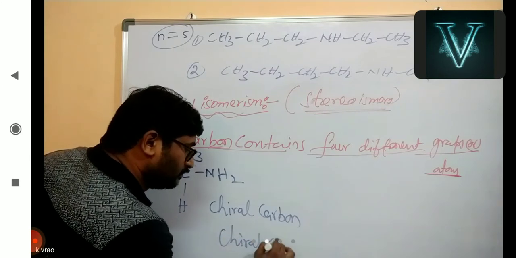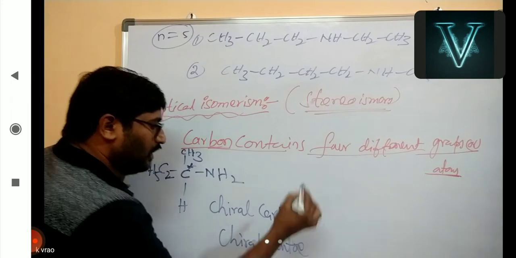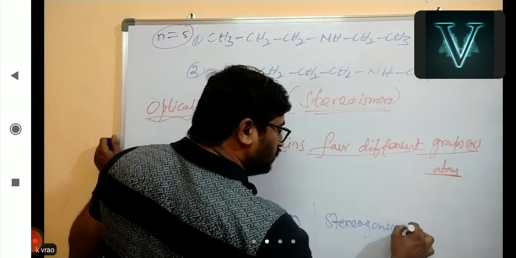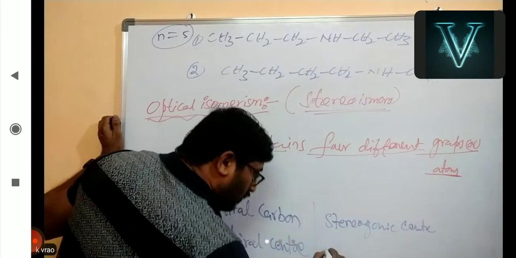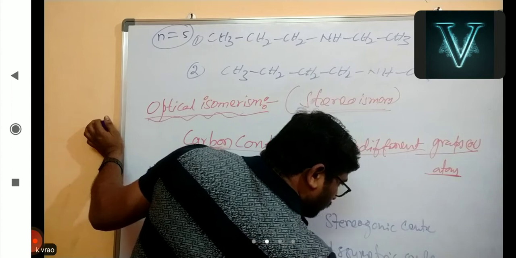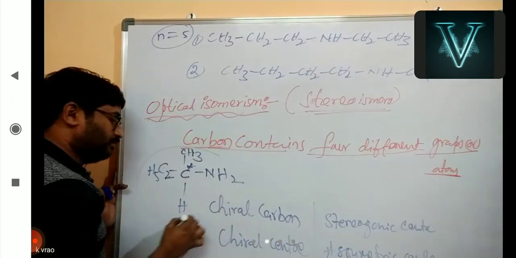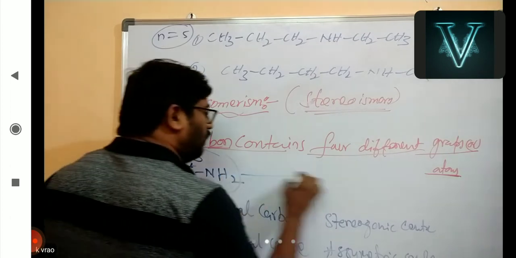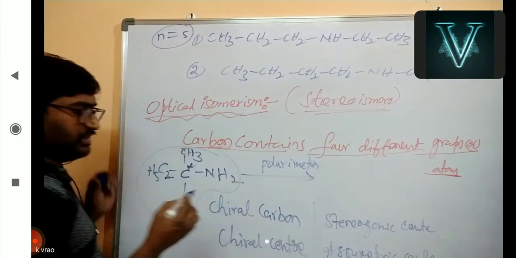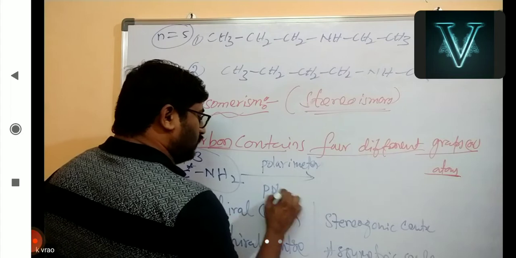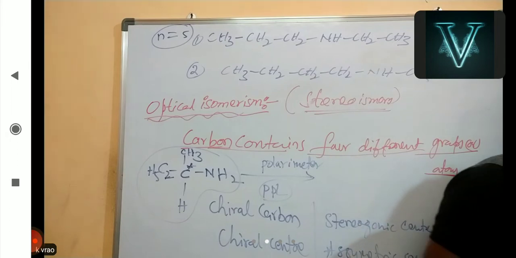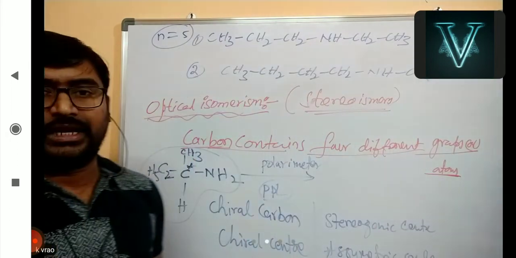It is also called a stereogenic center, or asymmetric center. Right. So now the solution of this compound is kept in a polarimeter, and plane polarized light is sent through it. Plane polarized light means the light contains a single wavelength. It is simply monochromatic light.